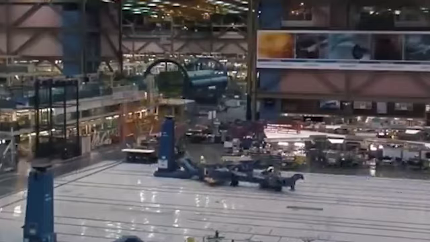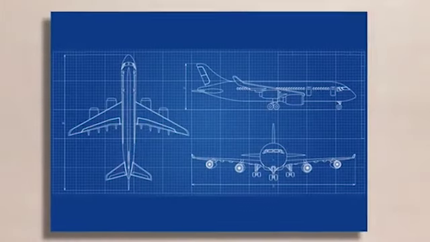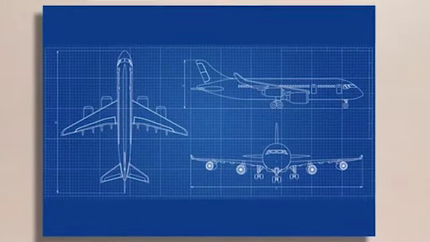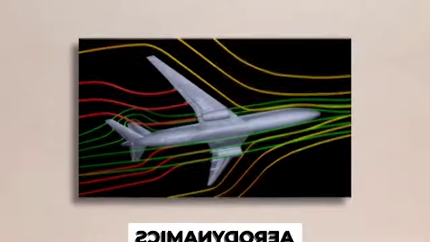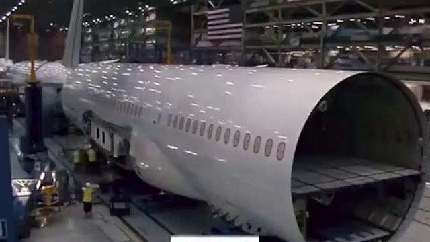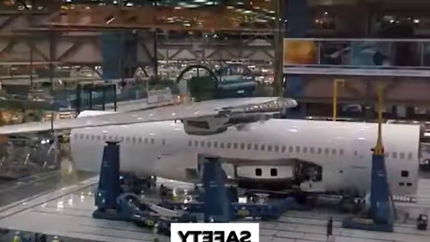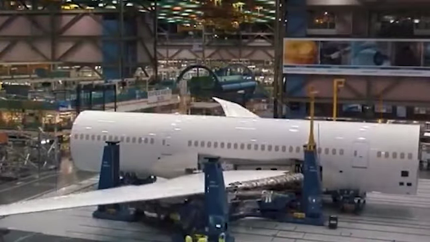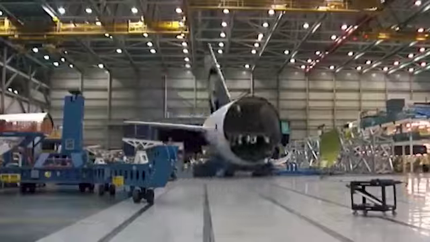Engineers and designers work together to create a blueprint for the airplane, taking into consideration factors such as aerodynamics, weight distribution, and safety. This phase is crucial, as any mistakes or oversights at this stage could have serious consequences later on in the manufacturing process.